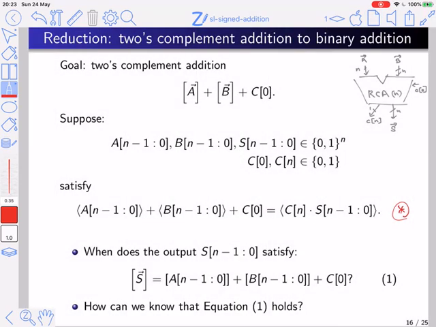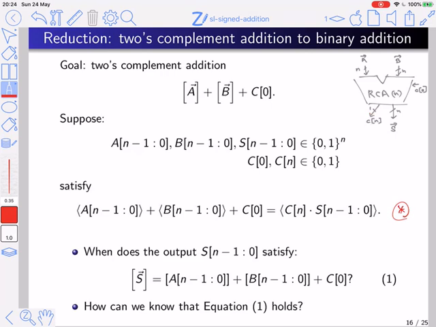Let's consider the following setting. I have two binary strings, A and B, and a carry-in bit C0, and my goal is to compute their sum, where A and B represent numbers in 2's complement representation. A is n bits long, B is n bits long. I input A and B and C0 into an adder of n bits, say an RCA_n, and I get an output of a sum of n bits and a carry out Cn.